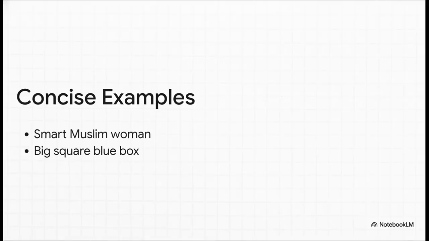Let's check out some concise, realistic examples of cumulative adjectives in action. A smart Muslim woman, a modern Japanese electric car, a big square blue box. See how effortlessly those roll off the tongue? They give you precise details without completely overwhelming you. Whether you're doing technical writing or just sending a text, the goal is always to be precise but concise. These hit the absolute sweet spot while perfectly following our secret formula.